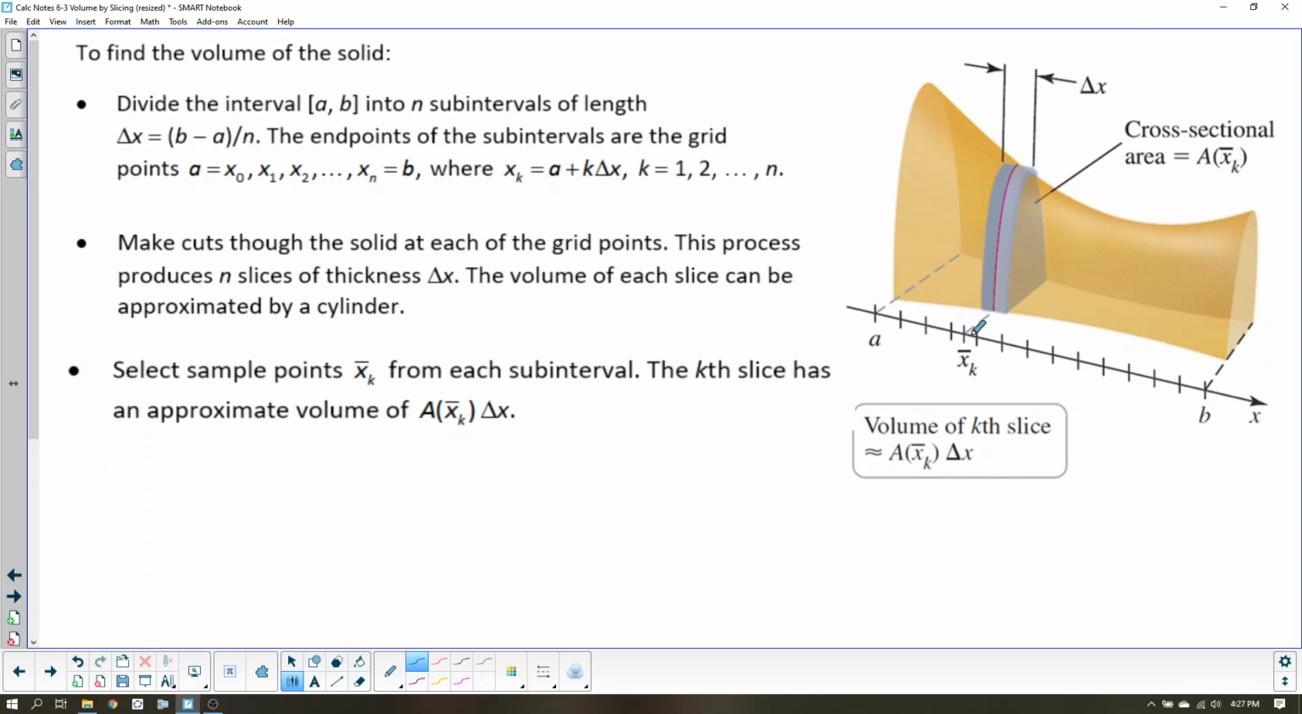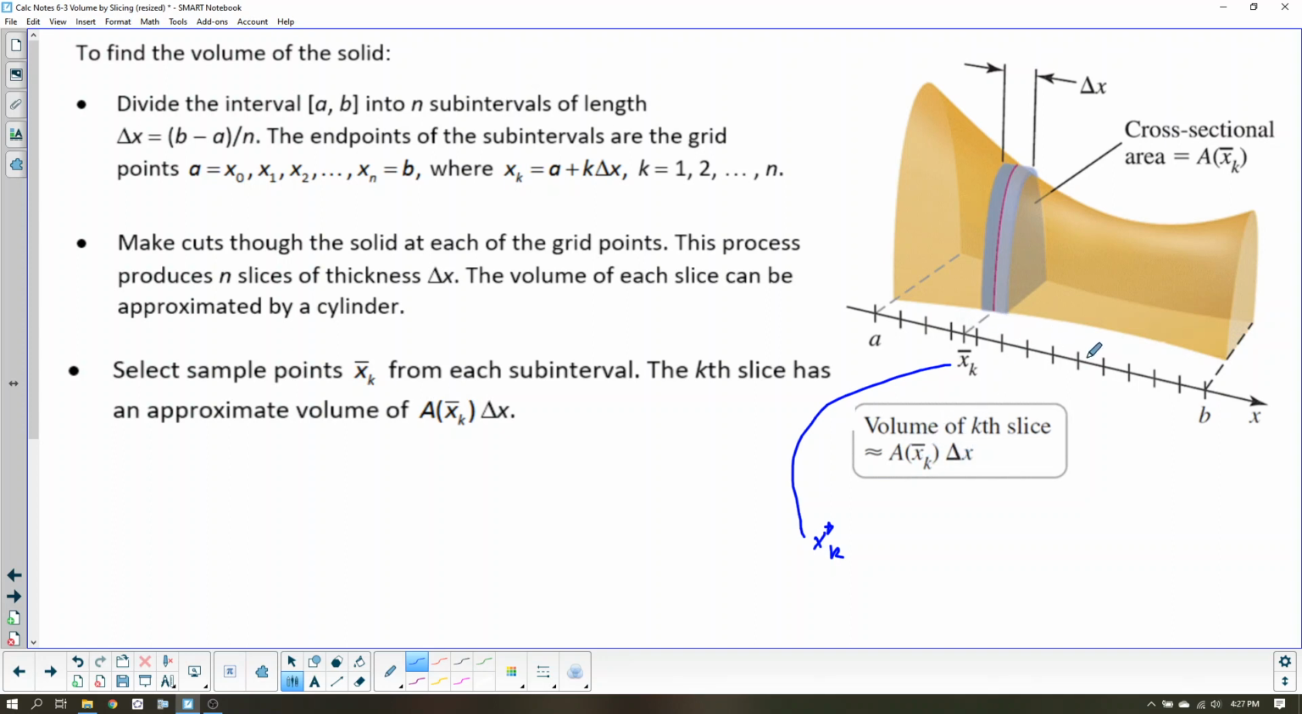Now, we already know the cross-sectional area at that point, so we'll take our test point, x bar k. We're using x bar here instead of x star just because the stock images that I had didn't have the stars on them, but those are the exact same thing as what we had before. It's just a test point, just different notation for the test point. So we plug that test point into our cross-sectional area, which gives us the area of one of the faces of this cylinder, and then we multiply it by the height of the cylinder, which is delta x. So this individual slice, its volume would be the A function evaluated at the sample point multiplied by delta x.